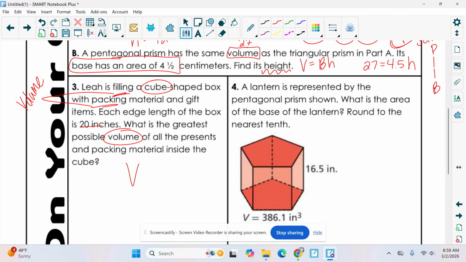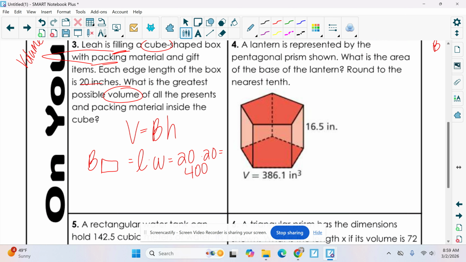Well, volume equals area of the base times the height. Well, what's the shape of my base? If it's a cube, my base is a square. How do I find the area of a square? Length times width. Well, what's the length and the width of the cube? 20 by 20. Which gives me 400. What's the height of my cube? 20, because it's a cube and they're all the same, right?